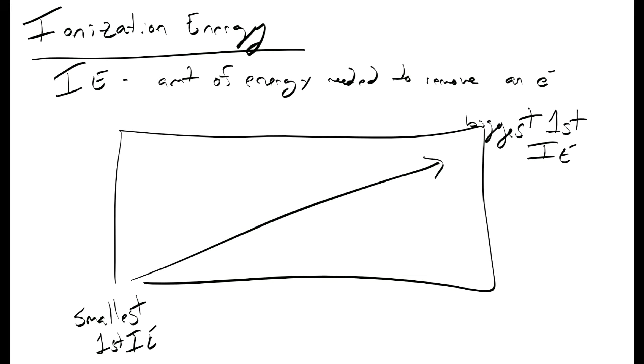Now, I'm calling it the first ionization energy because if you have multiple electrons, you can remove multiple electrons. Okay, so the second ionization energy is the energy needed to remove the second electron, and so on. But that's just the general trend for first ionization energies. There is another trend you see, or I should say there are exceptions. Okay, you see jumps.